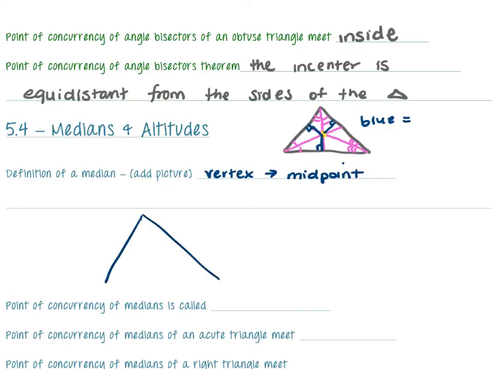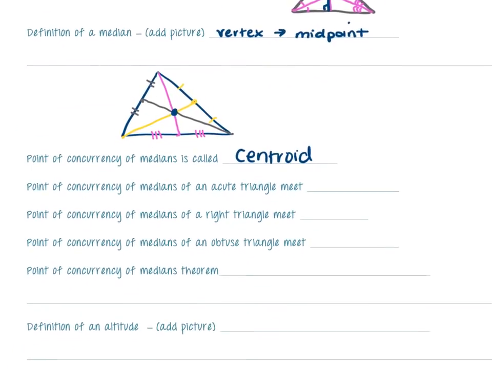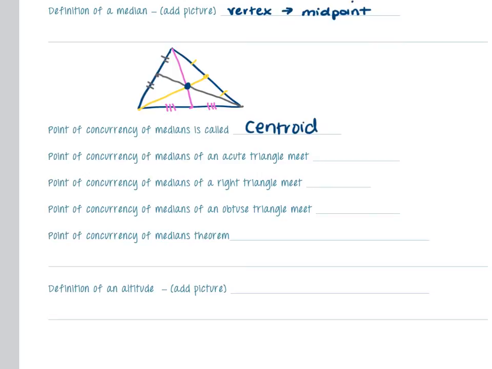So if I had a triangle, I would locate the midpoint and I would connect it. Locate the midpoint. Connect it. Locate the midpoint. Connect it. Okay. That point is called what? Centroid. And the point of concurrency of the medians of an acute triangle meet? Inside. All inside. Okay, all inside, good.